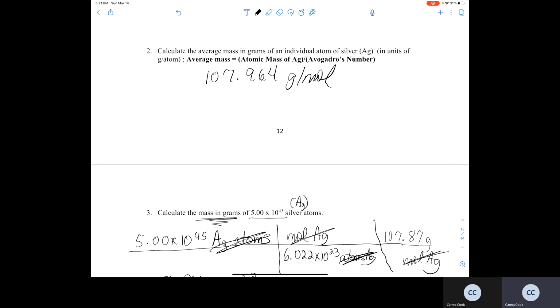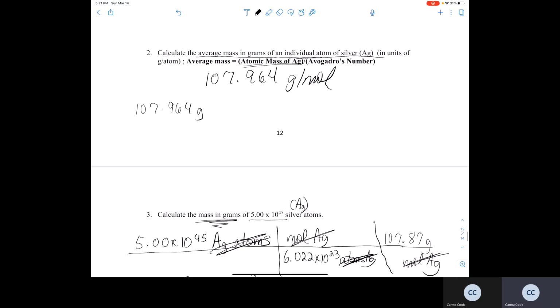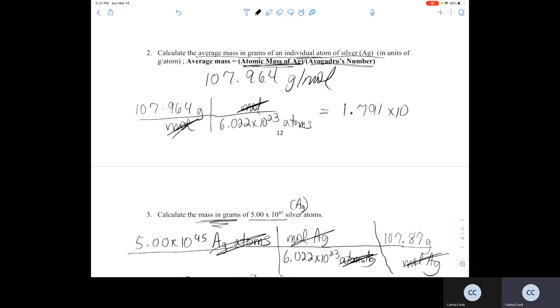And so going back to number 2, calculate the average mass in grams of an individual atom of silver. Well, we know what the atomic mass of silver is. And so the average mass, since we've already figured this part out from the previous question, we needed to do one more step and take that atomic mass that we've already calculated, divide by Avogadro's number, and we'll get how many grams per atom. So in doing the math, we get 1.791 times 10 to the negative 22 grams per atom.